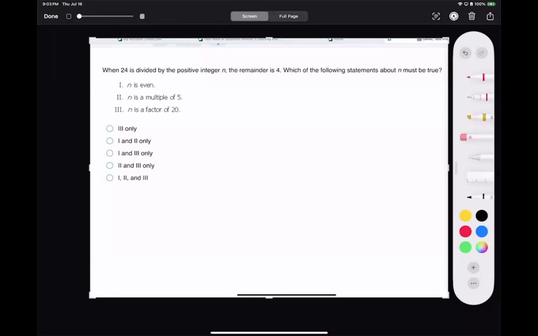When 24 is divided by the positive integer n, the remainder is 4. So 24 divided by 20 is 1 and the remainder is 4, for example. Do you guys agree? Yeah.